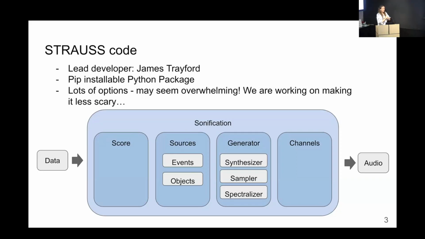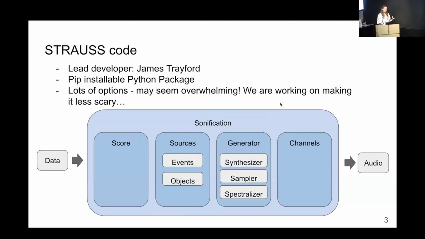At the moment, there are two special types of sources in Strauss. There's one called events, like the example I showed, where each data point is played as a discrete sound, so with the different transient events with the supernovae. And then there's a source called object, where we treat the data like an object that's evolving continuously in time, and the sound is continuously changing.